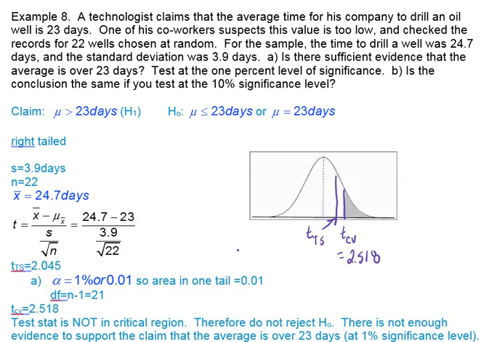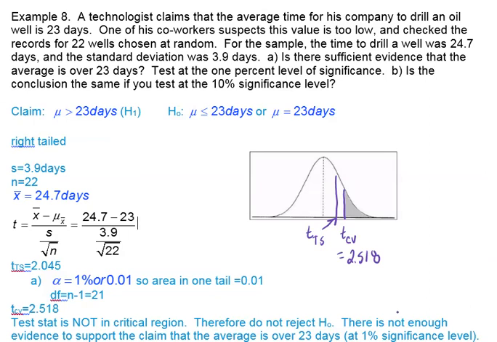So our final conclusion should say there's not enough evidence to support the claim that the average is over 23 days at the 1% significance level. Now, this is not to say there's no evidence, but there's not enough evidence. Certainly 24.7 is higher than 23, so there's some evidence, but not enough at the 1% level.